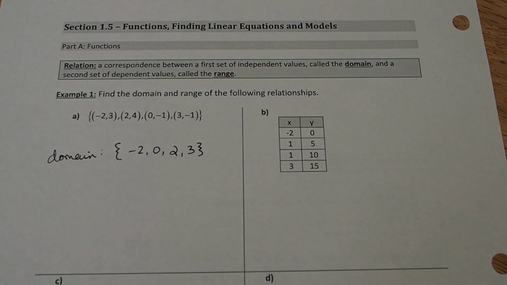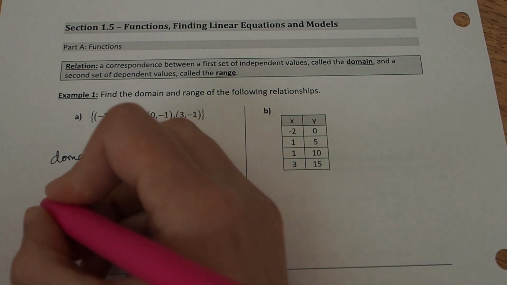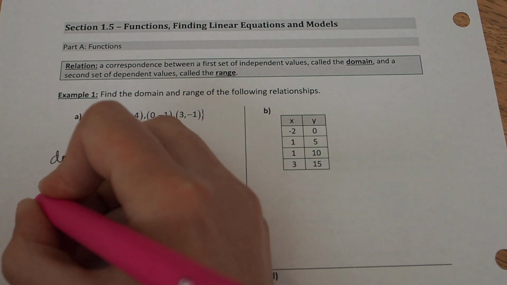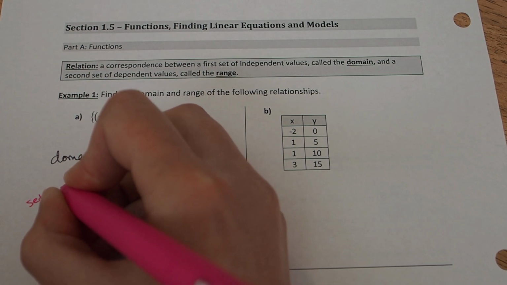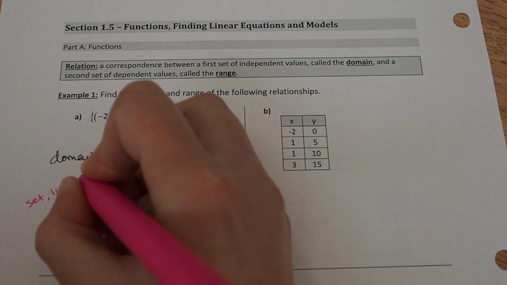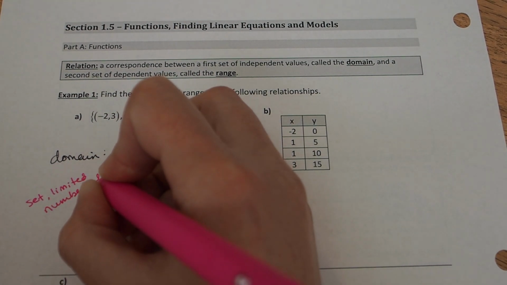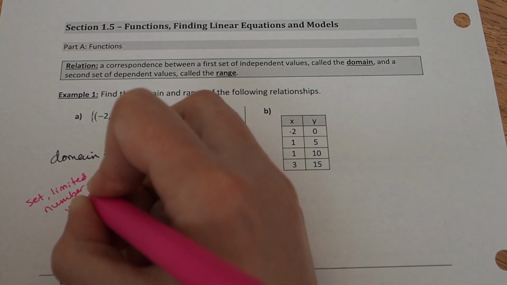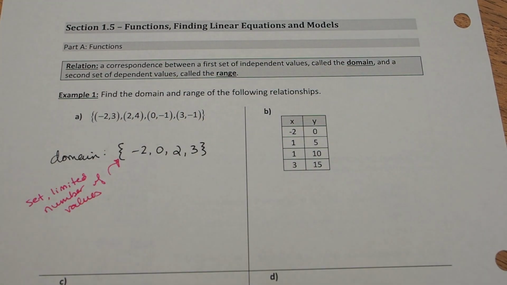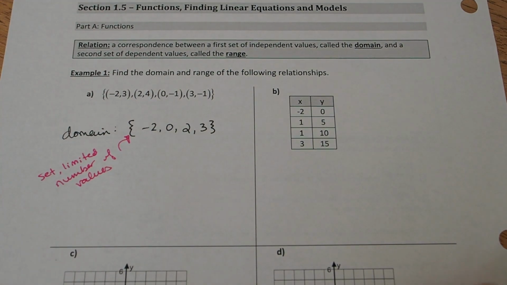Again, I'll just make a quick note. These little brackets say it's a set, or limited number of values. So I use this in the discrete case where I have a limited number of values.